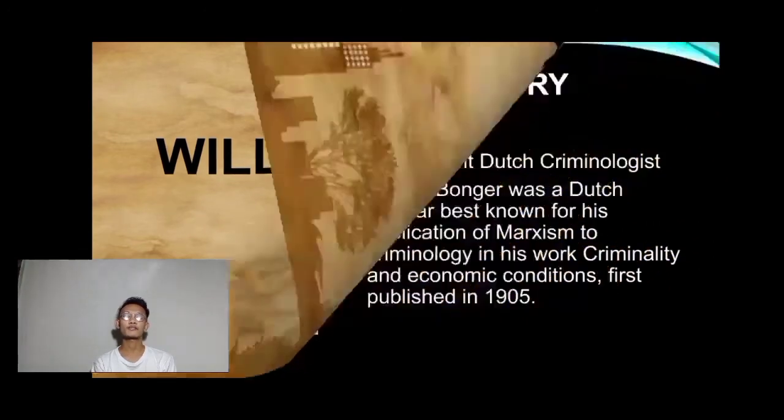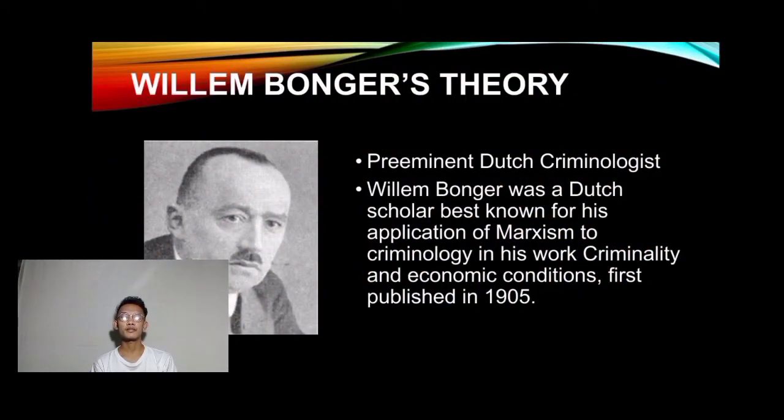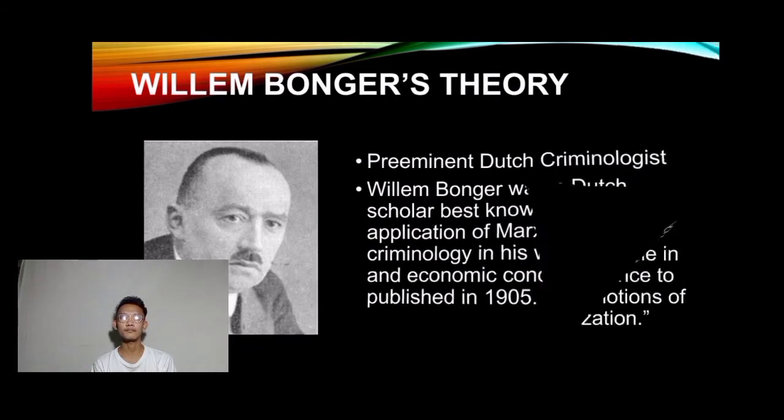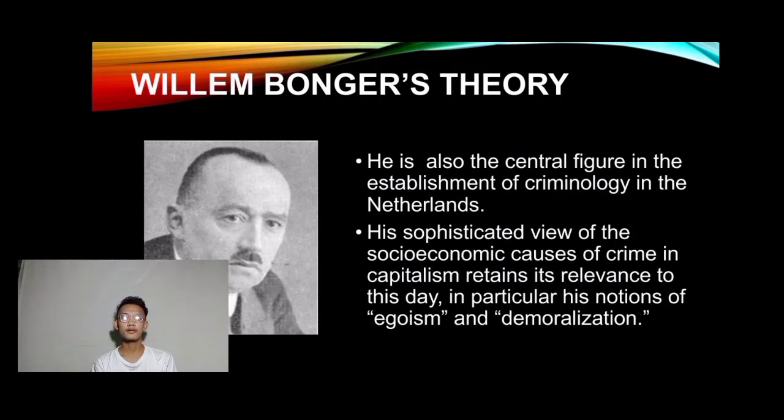Who is William Bonger? William Bonger is a preeminent Dutch criminologist. He is a Dutch scholar best known for his application of Marxism to criminology in his Criminality and Economic Conditions, first published in 1905. He is also a central figure in the establishment of criminology in the Netherlands. His sophisticated view of socio-economic causes of crime in capitalism retains its relevance to this day, in particular his notion of egoism and demoralization.